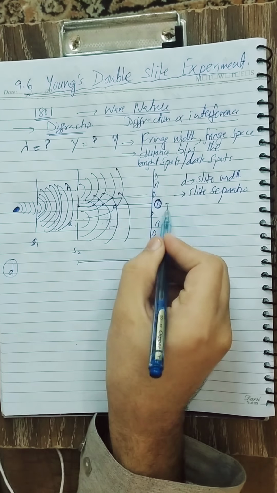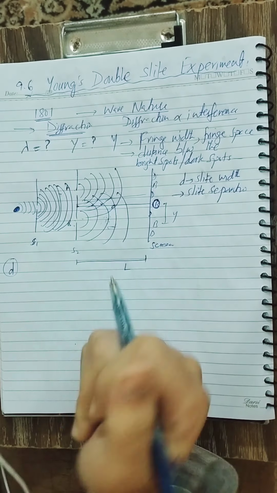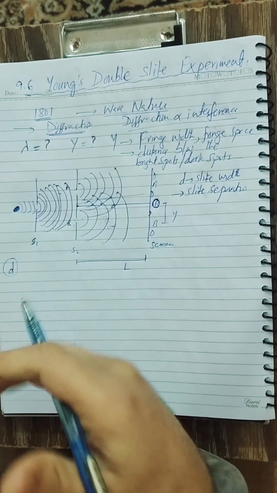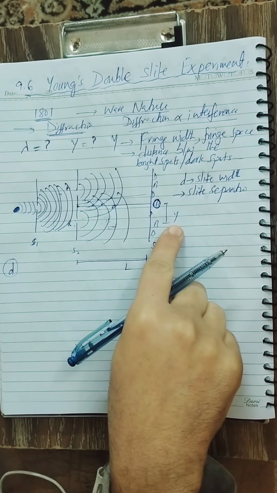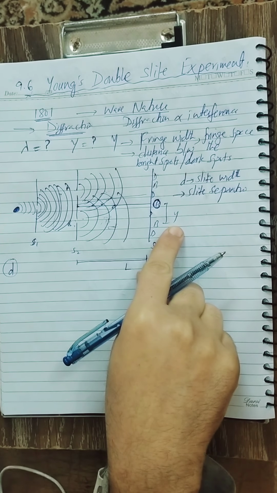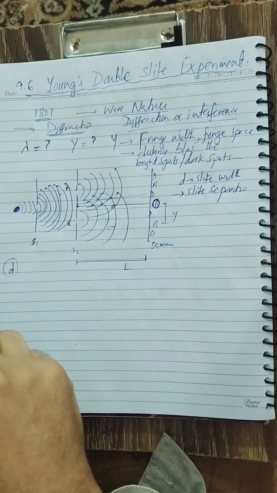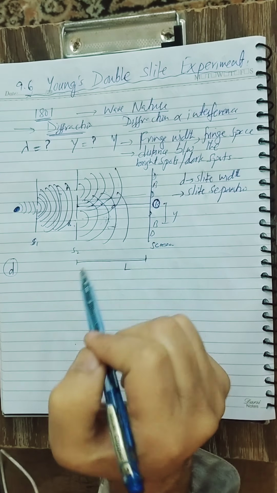So the distance between two bright spots is called y, the distance between two dark spots is called y, and the distance between a bright and a dark spot is called y. Okay, y is the distance between two dark spots, two bright spots, or a dark and a bright spot. So we will observe alternating dark and bright spots.